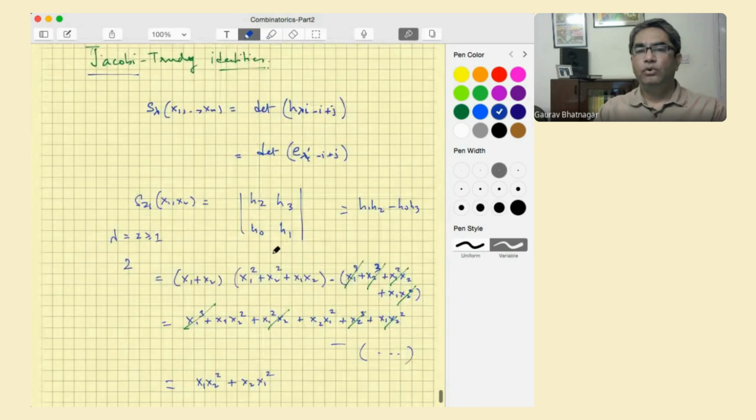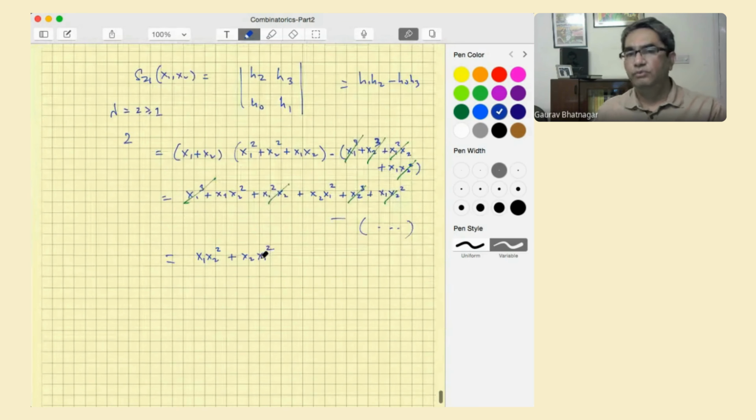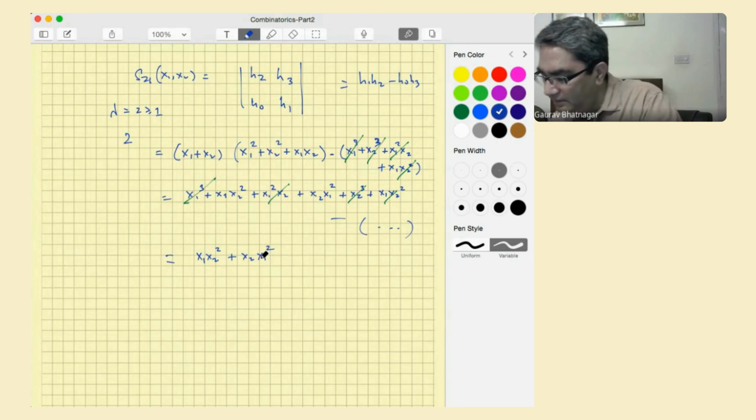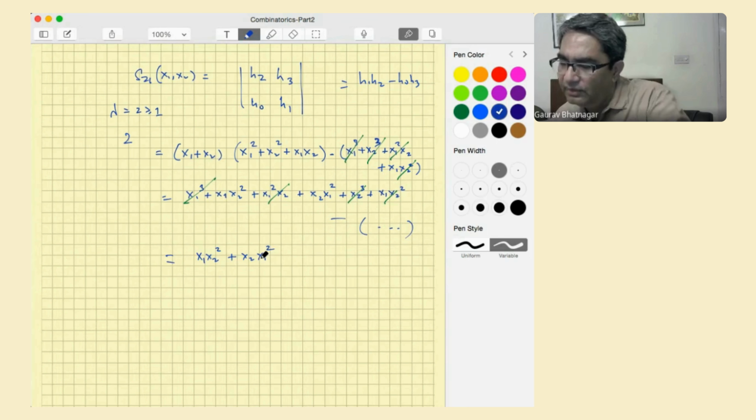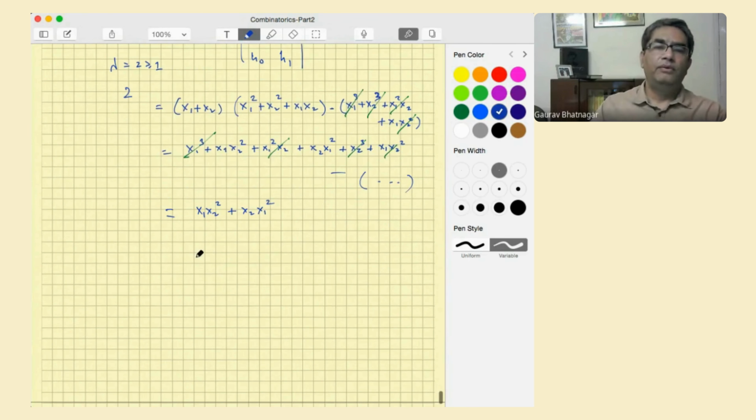These are called Jacobi 2D identities. The proofs are a little complicated, not that very tough. And there's one more formula I want to show you, and then we'll stop. So this is called the hook length formula.